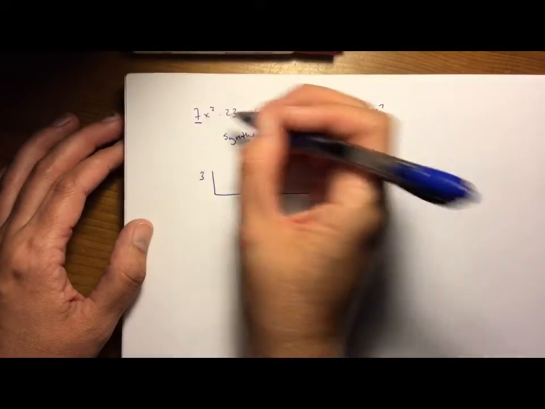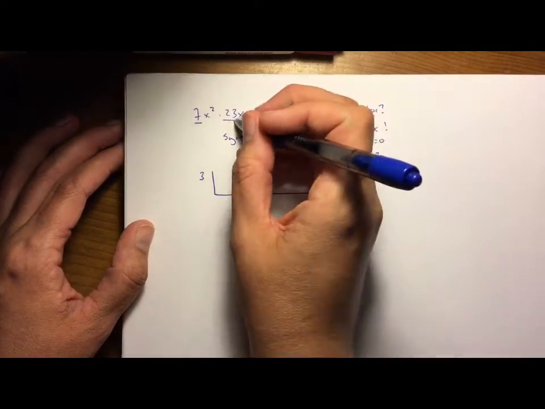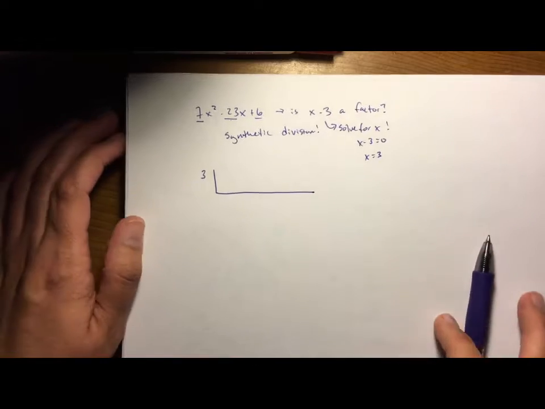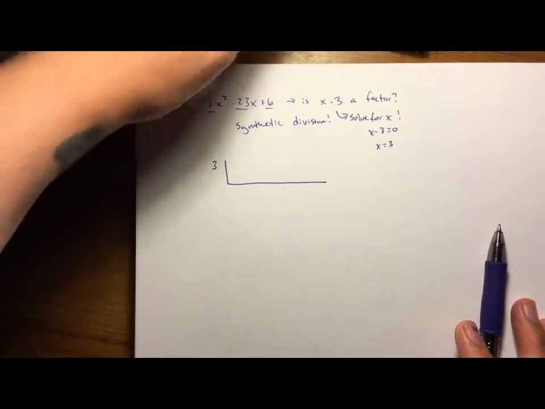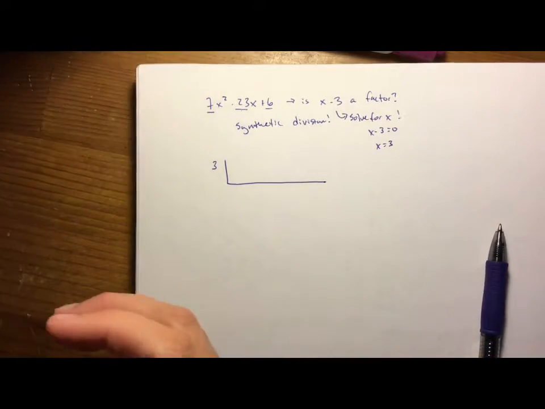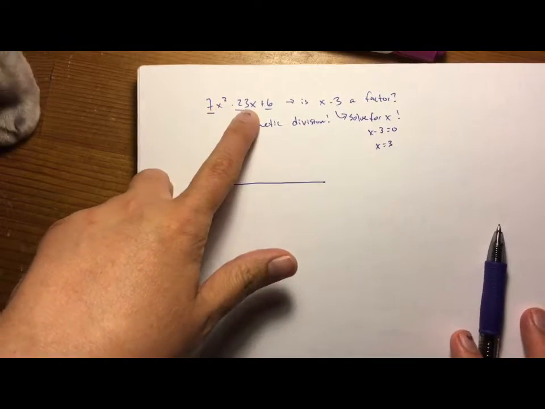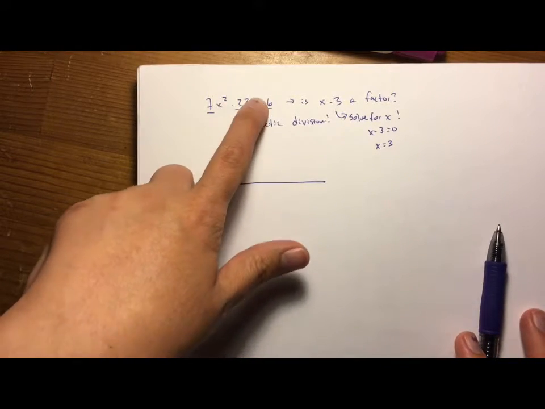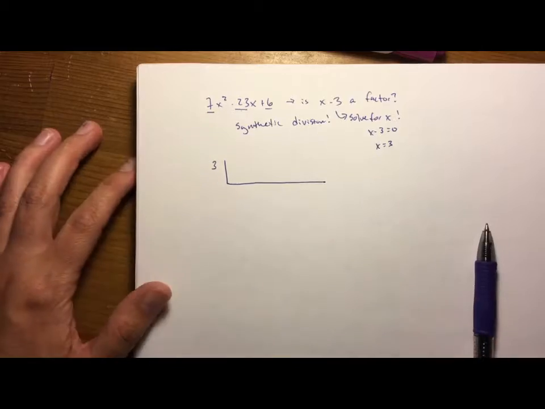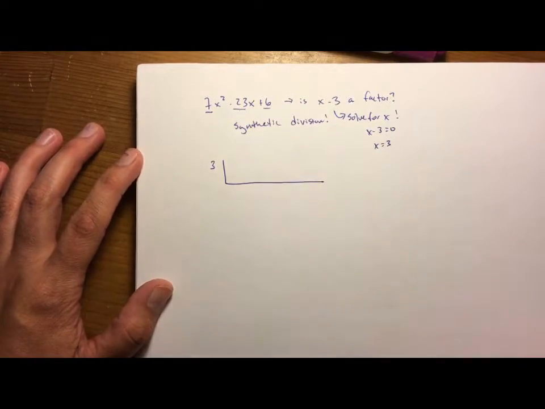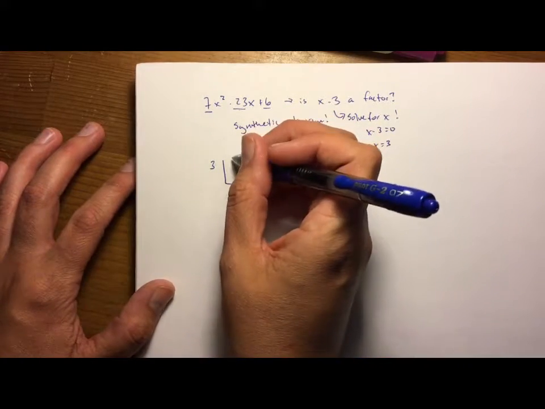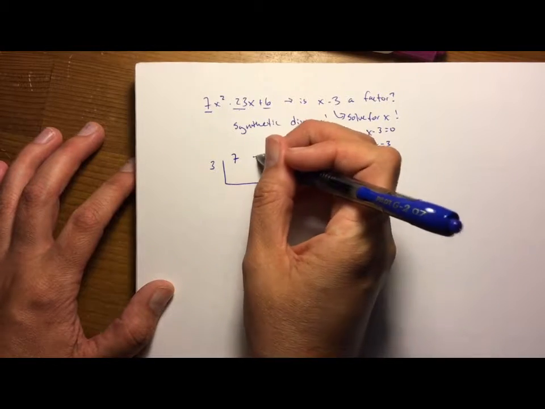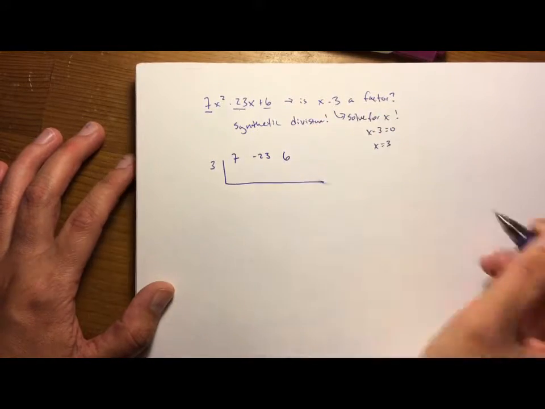Then you put all of the coefficients in your little synthetic chart. And one thing to make sure is you are representing all of the powers. So we have 2, 1, 0: x to the 2, x to the 1, x to the 0, because it's not there. So we do have them. We don't have to fill in any zeros. So then we just put the coefficients. We put 7, negative 23, and 6.